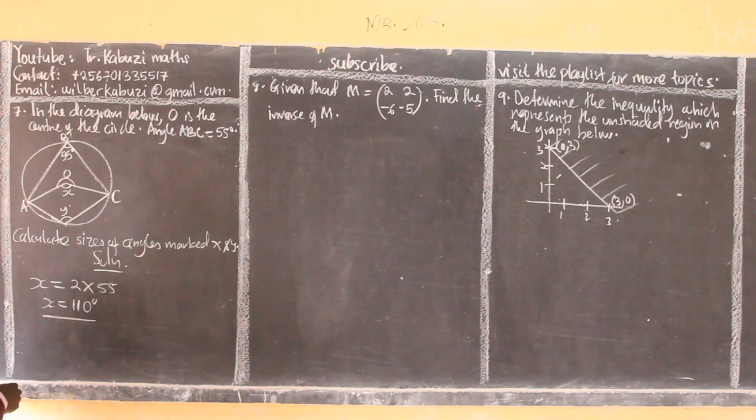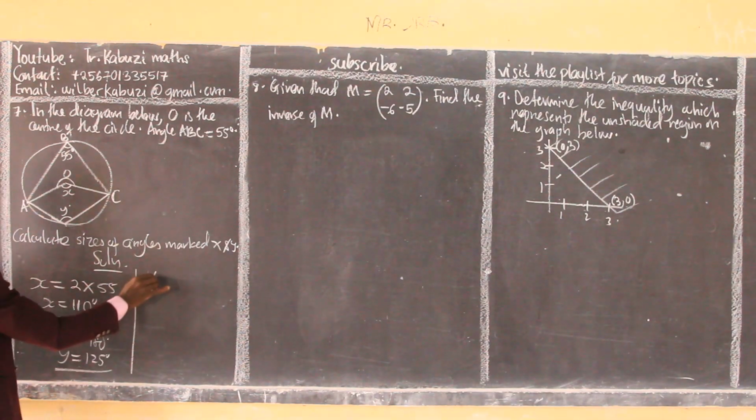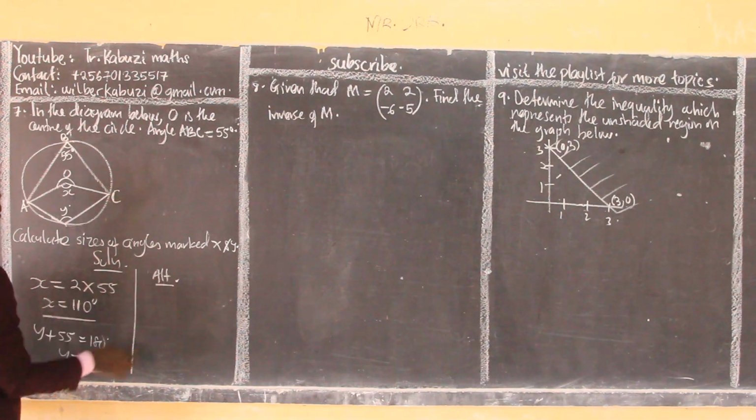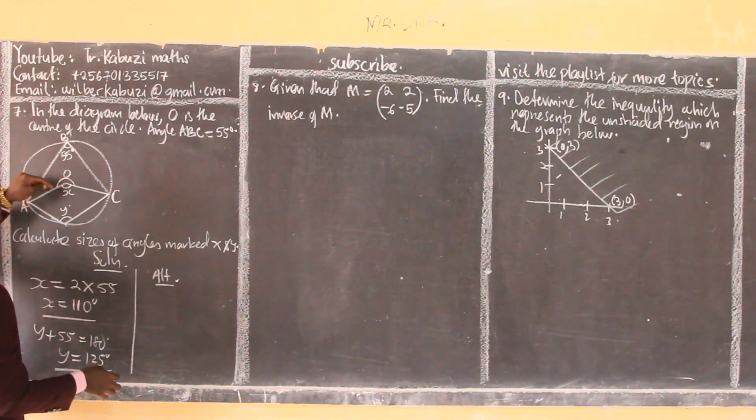Then if we're going to get Y, we use the property of cyclic quadrilaterals, that these two opposite angles add up to 180 degrees. So I say Y plus 55 add up to 180 degrees, and so my Y will be 125 degrees. Alternatively, someone can get Y by asking, now this angle, what will be the balance?